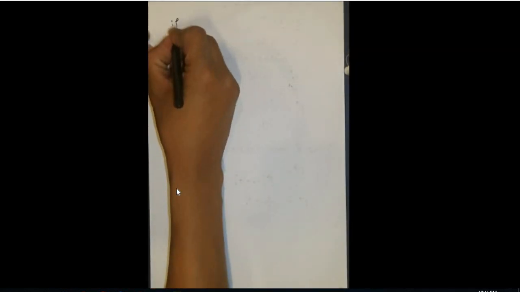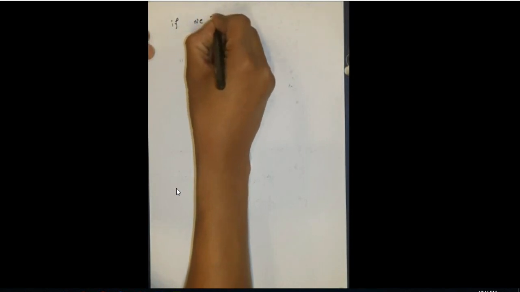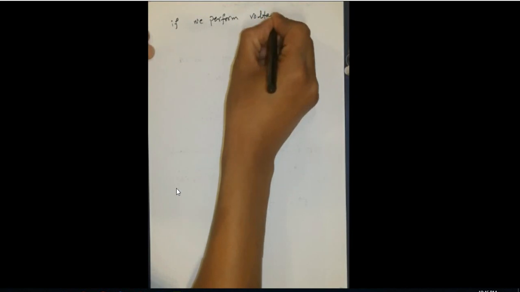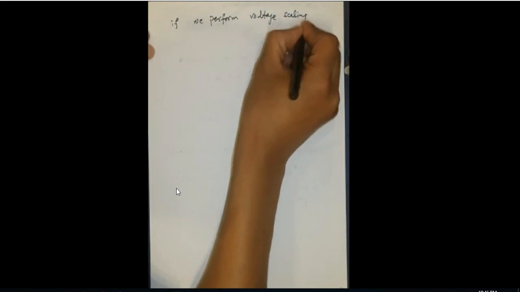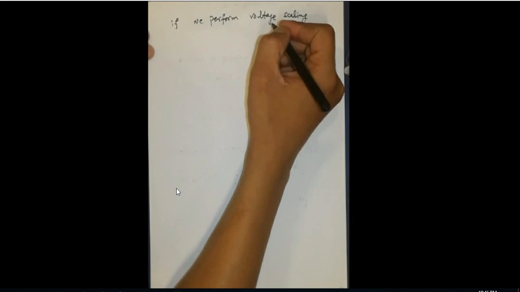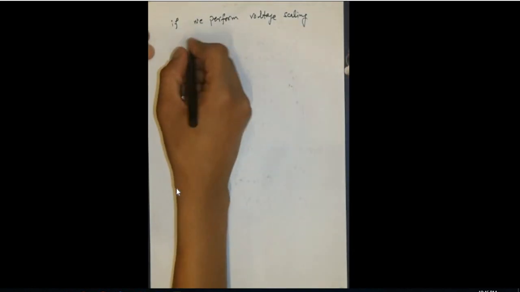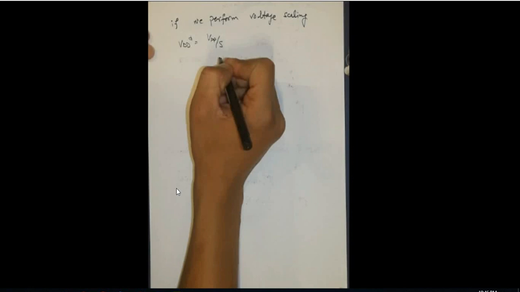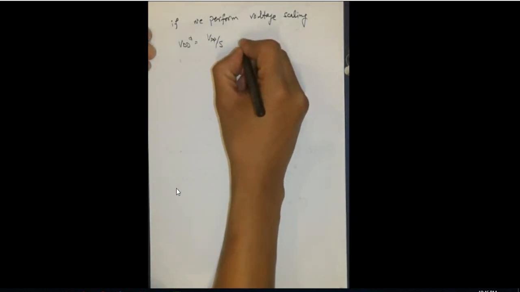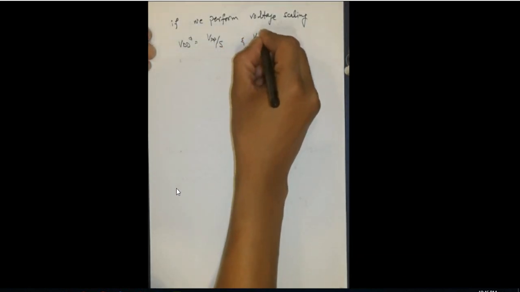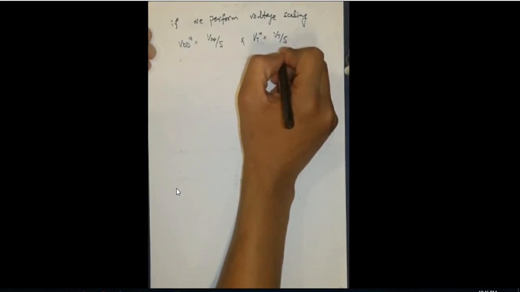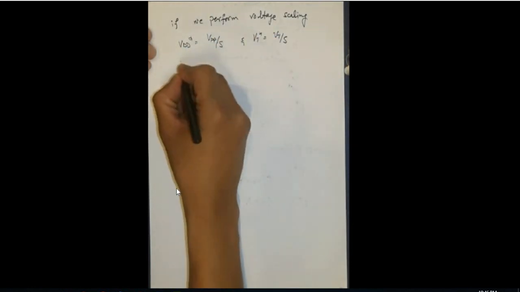So if we perform voltage scaling, what would happen? Voltage scaling means we reduce our VDD voltage, the updated VDD voltage, by a factor of S, and the threshold voltage VT by S. Then what effect will it have on resistance?